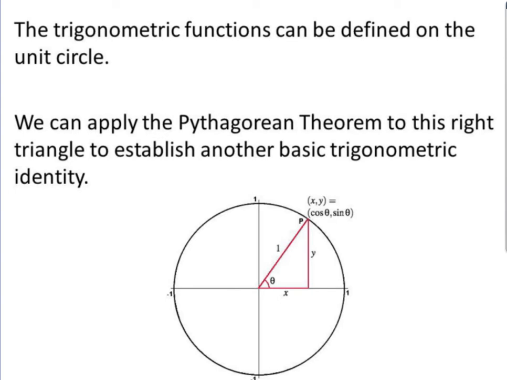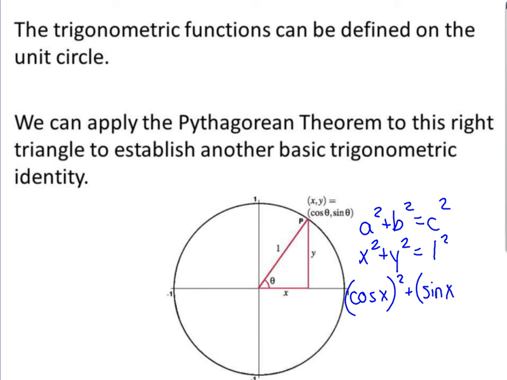The trigonometric functions can be defined on the unit circle. We can apply the Pythagorean theorem to this right triangle to establish another basic trigonometric identity. Remember on Pythagorean theorem, a squared plus b squared is equal to c squared. Or in this case, x squared plus y squared is equal to 1 squared. But remember, your x value is actually cosine, so we can say cosine of x squared plus sine of x squared is equal to 1.